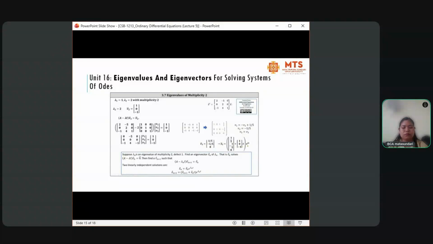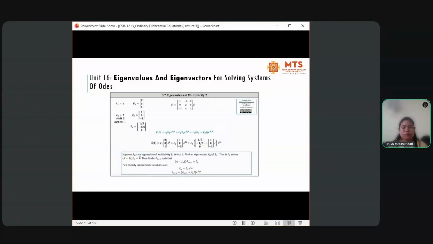And now we have all the information we need to write the general solution. We have the general solution is x of t equals c1 times the eigenvector v1, which is the vector 0, 0, 1, times e to the t, plus c2 times the eigenvector v2, which is the vector 1, 0, negative 1, times e to the 2t, plus c3 times, using the eigenvector v2 and the vector v3, the vector v3, which is the vector 1/5, negative 1/5, 0, plus the eigenvector v2, which is the vector 1, 0, negative 1, times t, all times e to the power of 2t. This is the general solution to the given system. I hope you found this helpful.